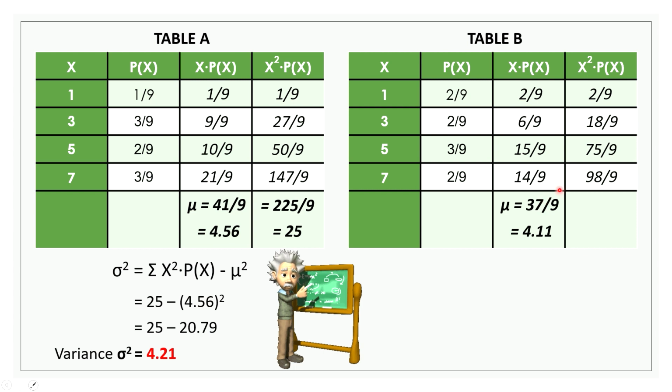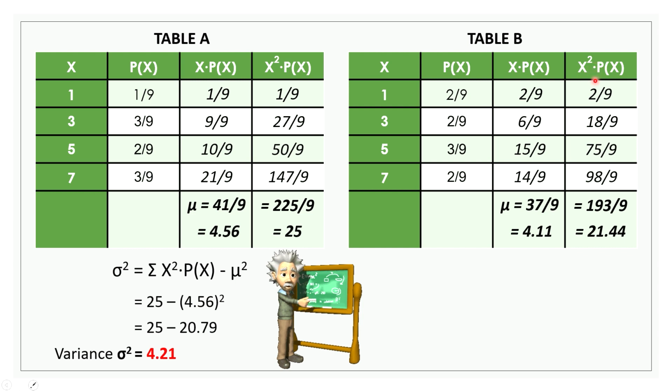4.11. So, para makuha naman natin yung ating x squared multiplied by p of x or summation of x squared multiplied by p of x, we simply add all this value. So 2 over 9 plus 18 over 9 plus 75 over 9 plus 98 over 9 is equal to 193 over 9. So kapag kinonvert natin to into whole number or into decimal places, so 193 over 9 is equal to 21.44. So this is the value for our summation of x squared multiplied by p of x.